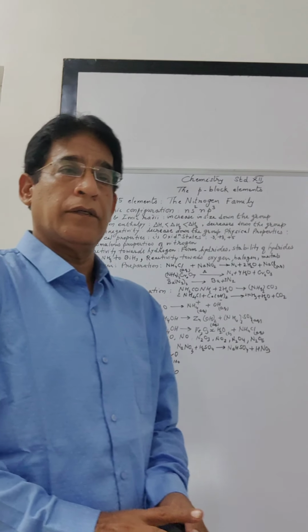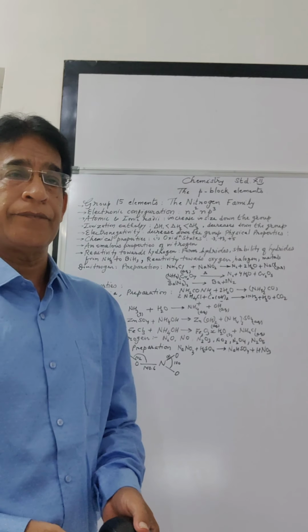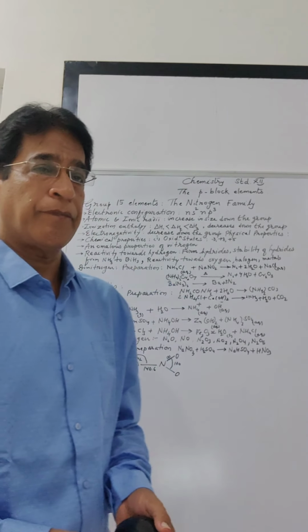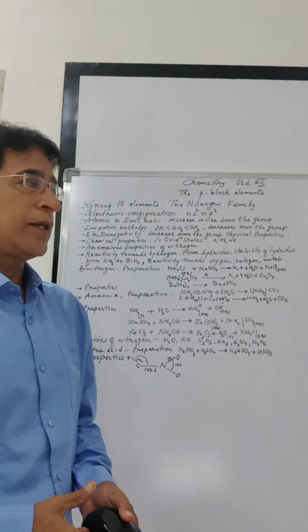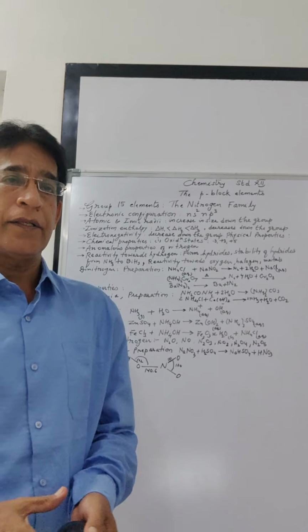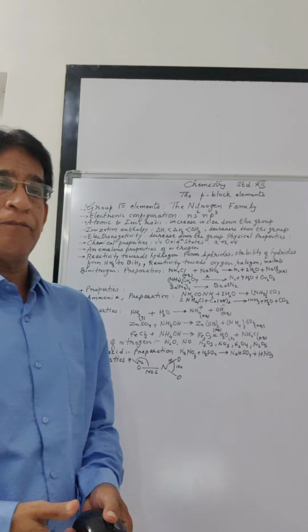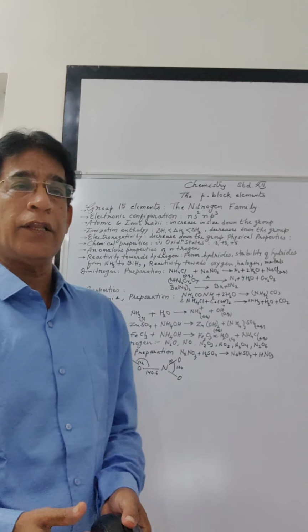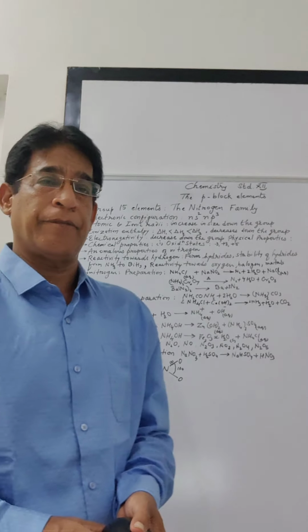Hello students, now we are going to start a new chapter, p-block elements. First, group 15 elements, which is known as the nitrogen family. Group 15 includes nitrogen, phosphorus, arsenic, antimony and bismuth.